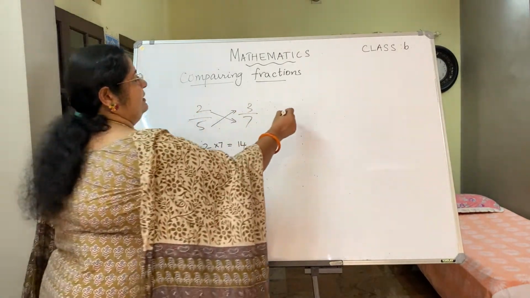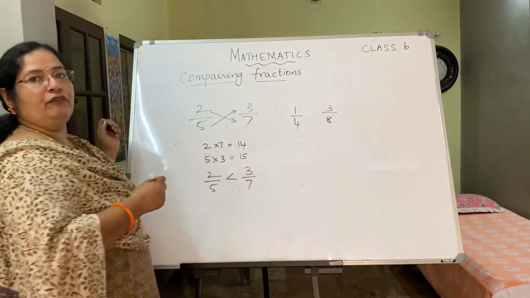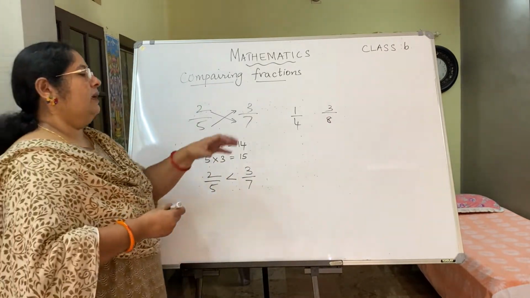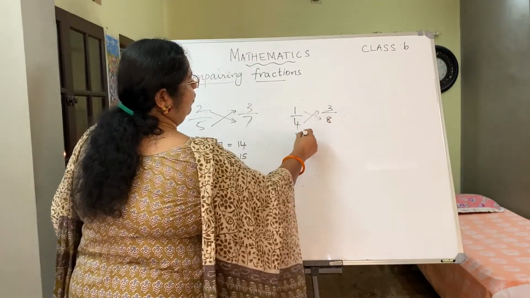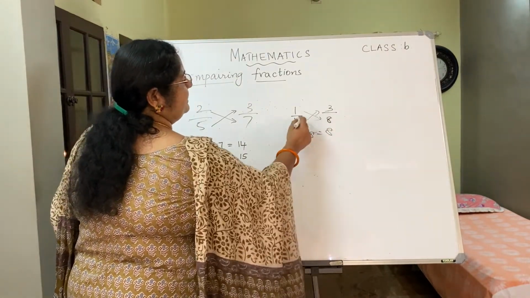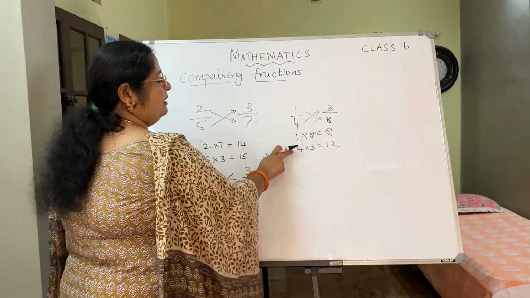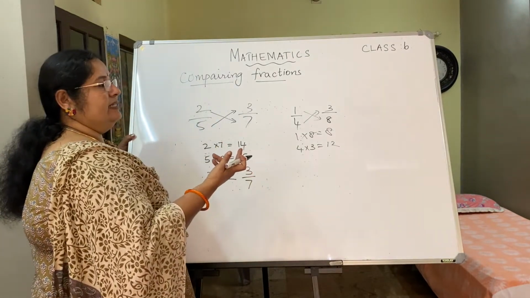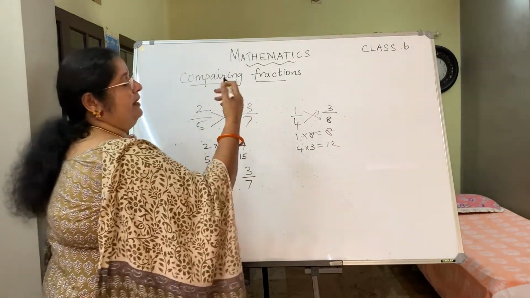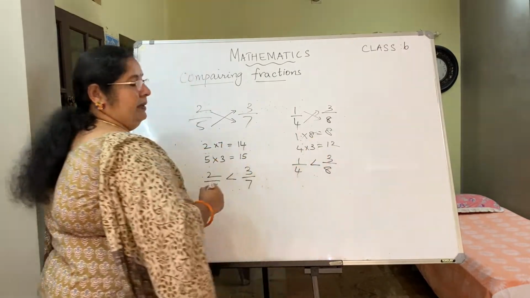One more example, let us take 1 by 4 and 3 by 8. Now here we take the cross products. First cross product, 1 into 8 is 8. Second cross product, 4 into 3 equals 12. Which cross product is greater? The second cross product is greater. So the second fraction will be greater. So 1 by 4 will be less than 3 by 8.